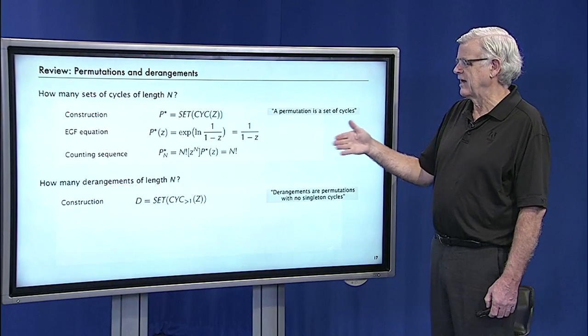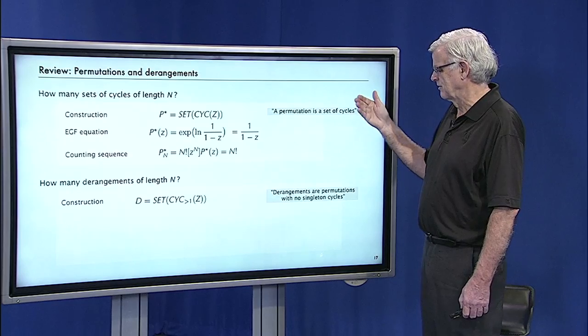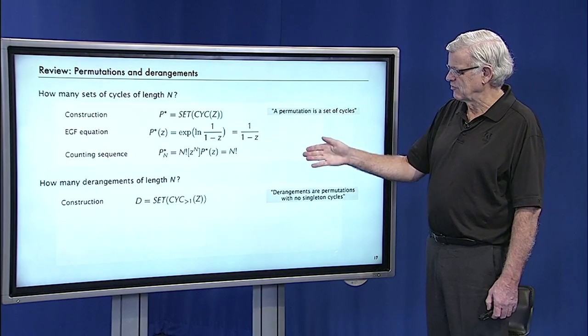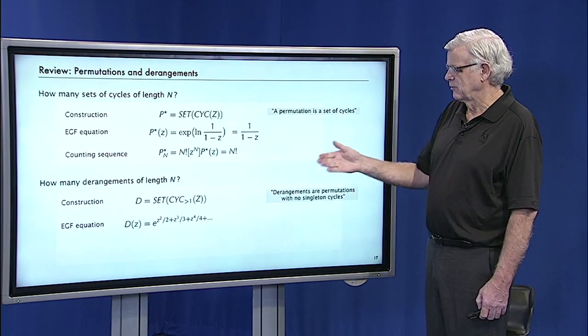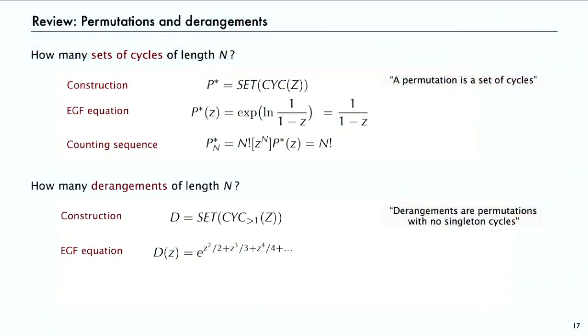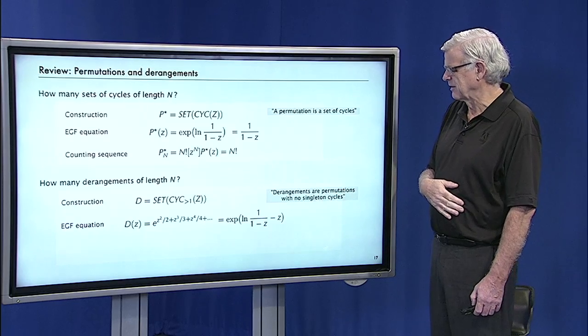And if you want to extend that same analysis to count the number of derangements, that's the permutations with no singleton cycles, then we just restrict the length of the cycle to be bigger than 1, which corresponds to leaving off the z in the natural log of 1 over 1 minus z. So the natural log of 1 over 1 minus z minus z is z squared over 2 plus z cubed over 3 and so forth. Or another way to look at it is just the natural log of 1 over 1 minus z, minus z.